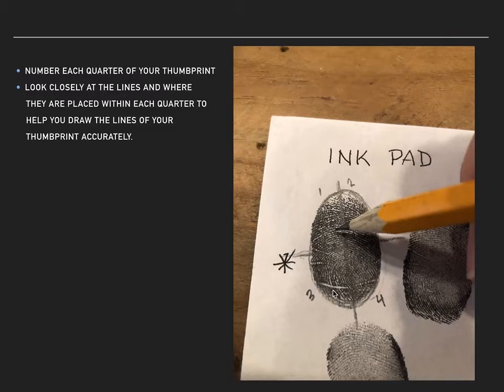I do have little lines that cut through, which I was like, what is this? They're wrinkles. You guys don't have them. I guess that's a sign of wisdom, people, of aging.